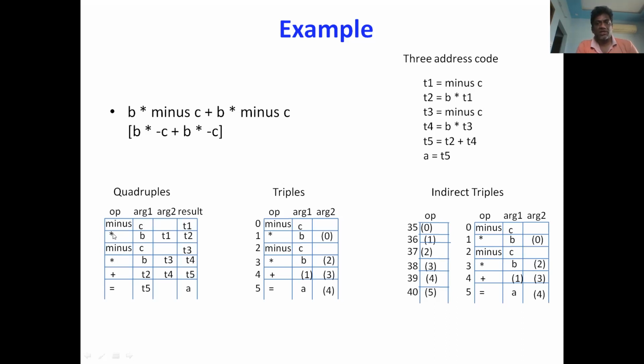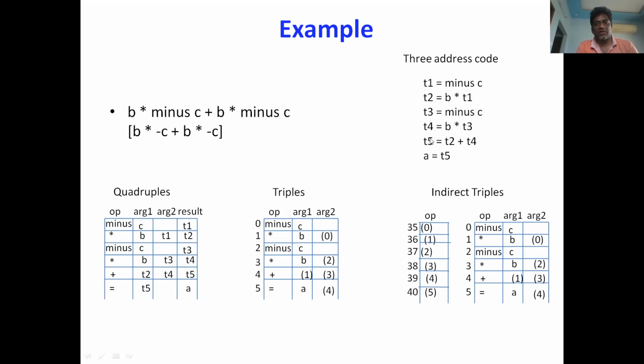So the operation is into, this is star, the first argument is b, second argument is t1, and it is stored into t2. Okay, and then this is also represented as minus c. The operation is minus, argument 1 is c, argument 2 is empty because it is a unary operator, and the result is copied to t3. Okay, and then it is b into t3, result is copied to t4.